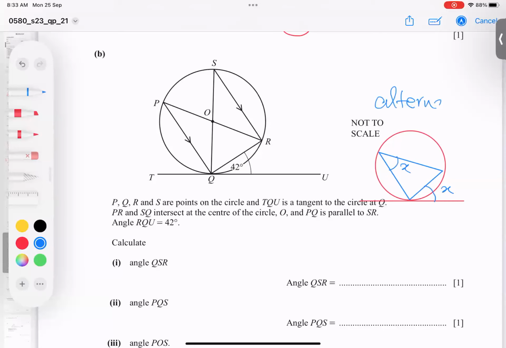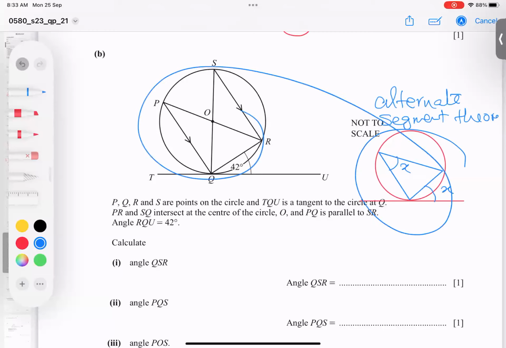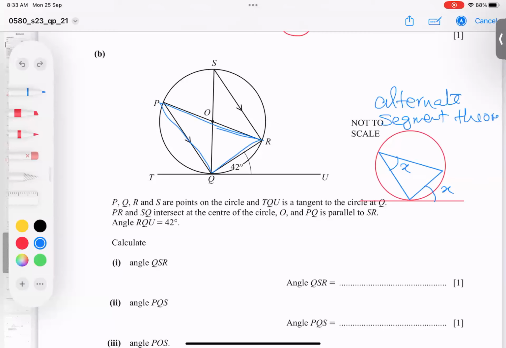Alternate segment theorem. Okay, so this is the way. If we check the same diagram here, how can you see this triangle, students? This triangle is clear. And what is this angle? 42. So this angle is confirmed as 42. I think the idea is very clear, so this angle is 42, and that is why the point is clear.